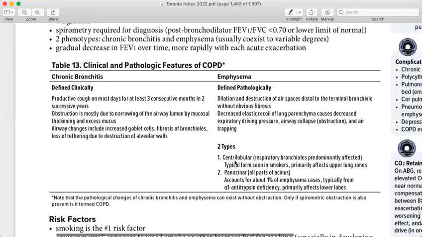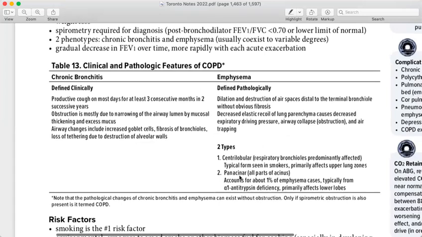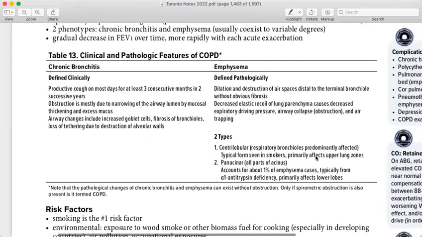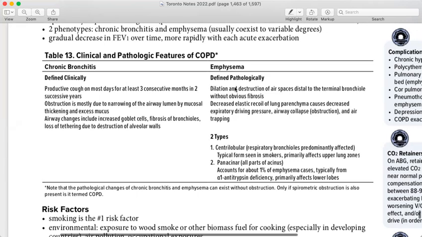Coming to the types, centrilobular and panacinar, just know that centrilobular is typically seen in smokers and primarily affects the upper lung zones. Panacinar is in those conditions where there is already alpha-1 antitrypsin deficiency or something similar involved. So panacinar is much less likely; centrilobular, where smokers are the condition, is more common. So chronic bronchitis is the upper respiratory tract, and emphysema is the lower respiratory tract.